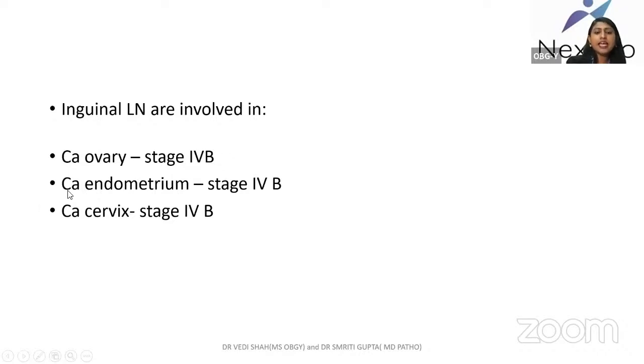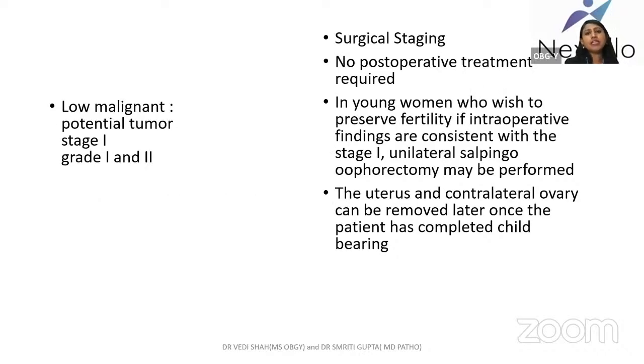In cancer of the endometrium, the inguinal lymph nodes will be involved. Again, in case of endometrium, it is going to be 4B. In case of the cancer of cervix, it is also going to be 4B. Now, how are you going to manage such a case?